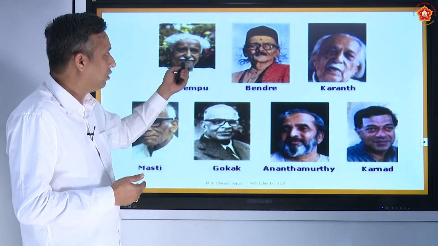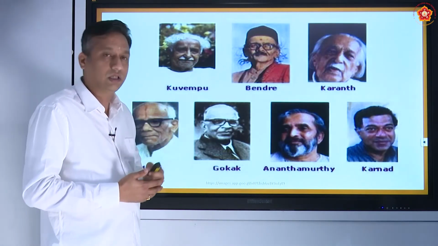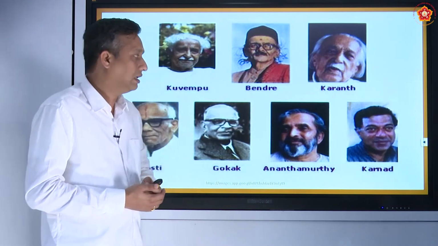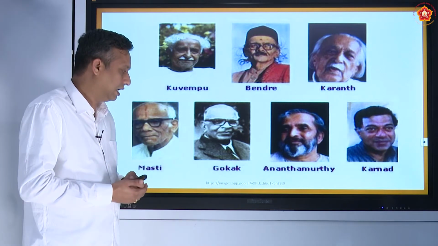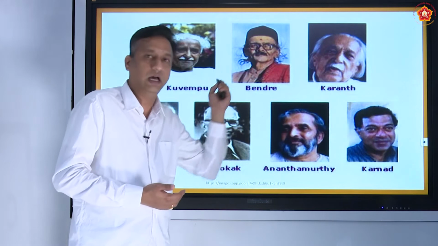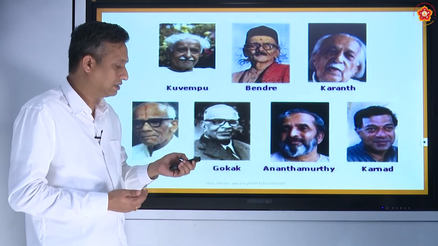So these are the poets. Kuvempu, Dara Bendre, Naku Tanti, famous poem he has written. Karand, Kadala Tirgada Bhargava. Then Masti Venkatesha Iyengar, Vinayaka Krishna Gokak, U R Ananthamurthy, Girish Karnad. These were all the great poets of Karnataka, writers.